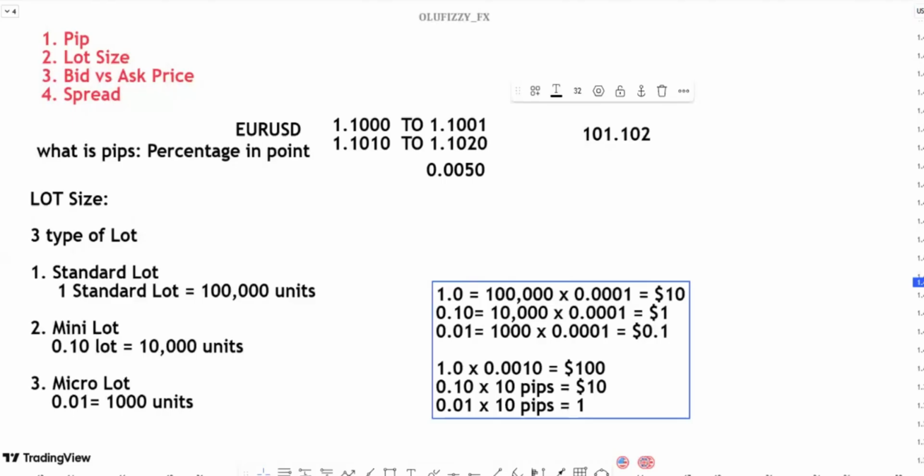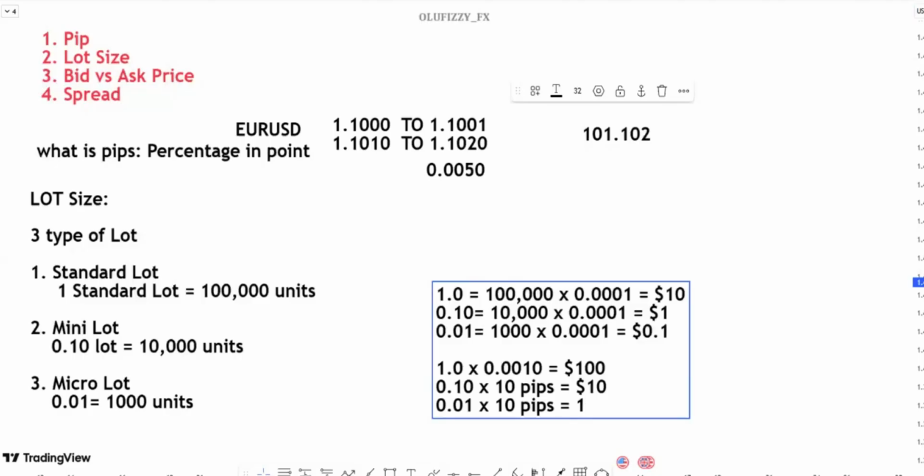But don't just focus on this profit side only. It's going to be the same way if price moves against you. Maybe you use one standard lot size and price moves against you 10 pips, that means you're going to be losing $100. And if you use 0.1 and price moves against you 10 pips, you're going to be losing $10. And if you use the micro lot, which is 0.01, and price moves against you 10 pips, you'll be losing just $1. So it has upside and it also has downside.